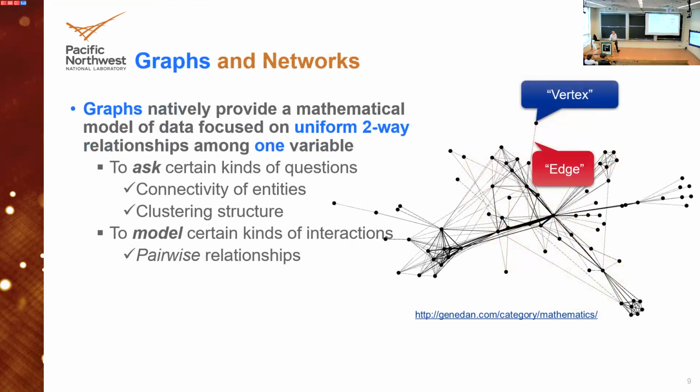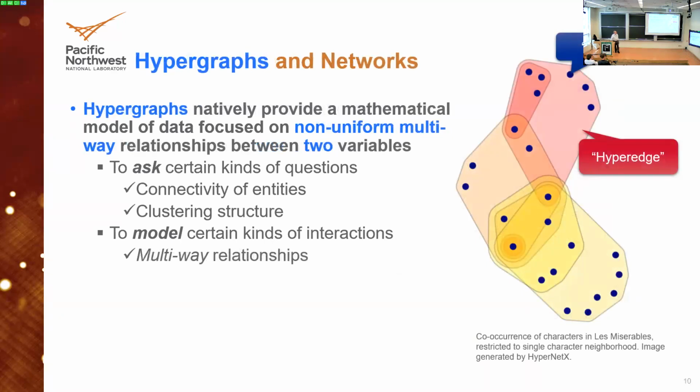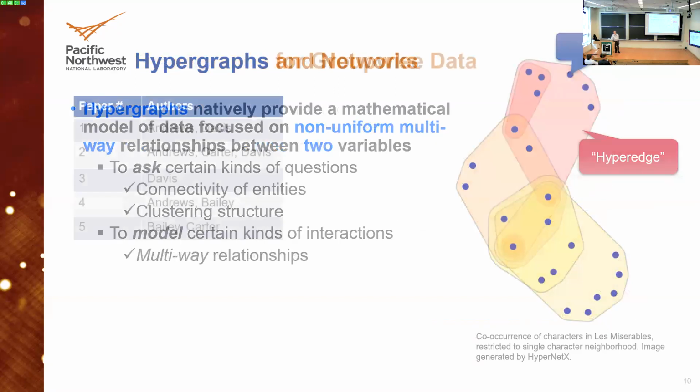Graphs natively provide a mathematical model of data focused on uniform two-way relationships among one variable. Think of the vertices in my graph as representing a single kind of thing that I'm measuring, and then I can look at the pairwise relationships amongst that one thing. When I talk about hypergraphs, I frequently think about it this way: hypergraphs natively provide a mathematical model of data focused on non-uniform, multi-way relations between two variables. That is, the vertices and the hyperedges in a hypergraph each represent a distinct variable, and I will show you how that works. But in both cases, we're asking certain kinds of questions about connectivity, clustering, multi-way relationships, etc. In graphs we have vertices and edges; here we have vertices and hyperedges.